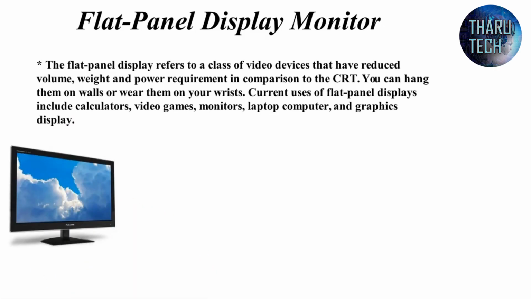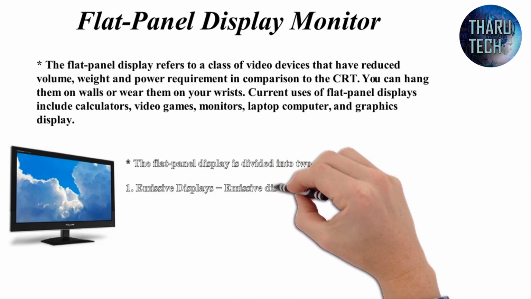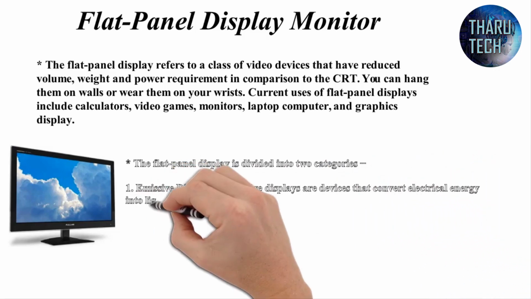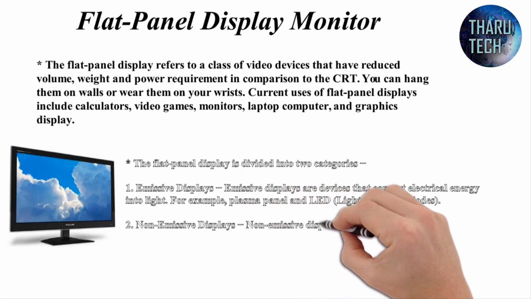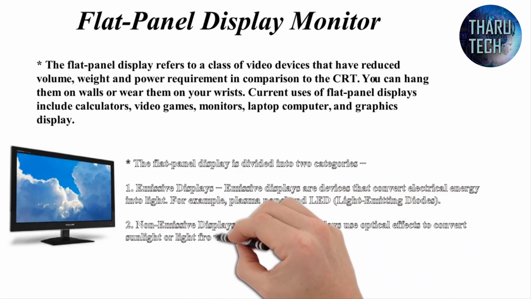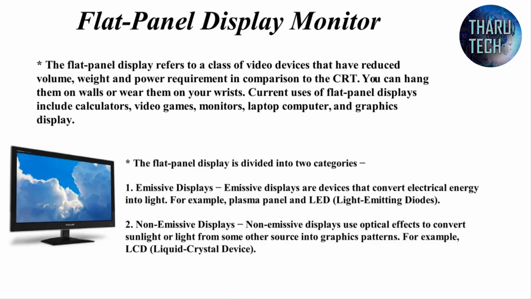Emissive displays. Emissive displays are devices that convert electrical energy into light. For example, plasma panel and LED, light-emitting diodes. Non-emissive displays. Non-emissive displays use optical effects to convert sunlight or light from some other source into graphics patterns. For example, LCD, liquid crystal display.